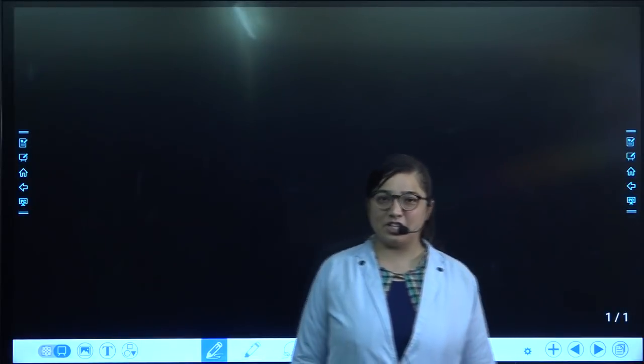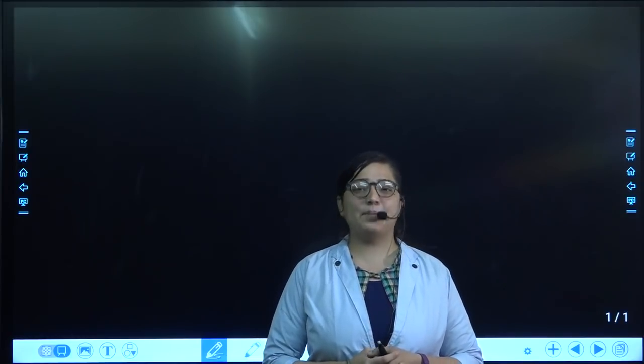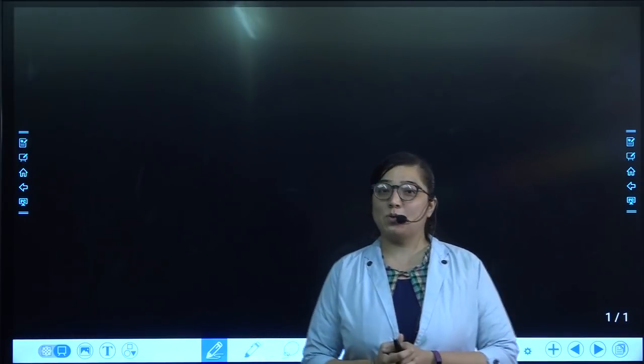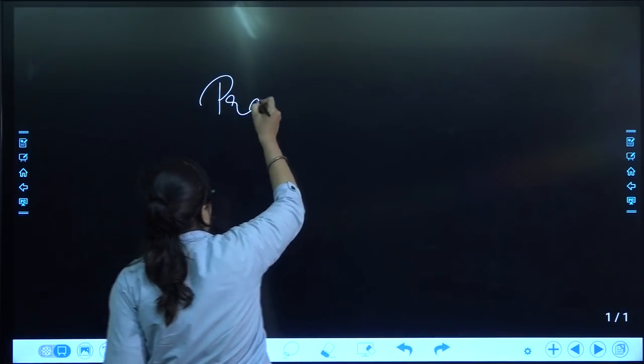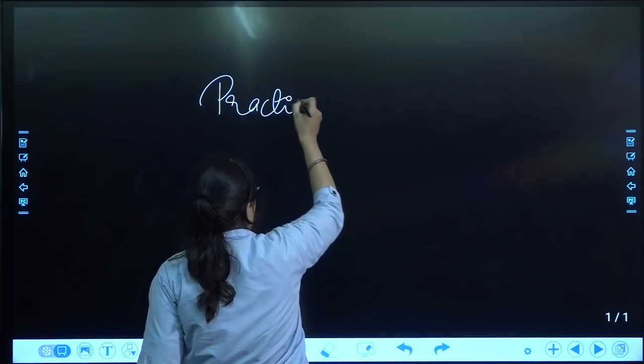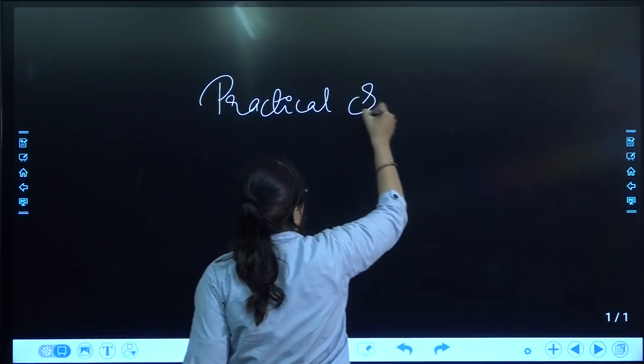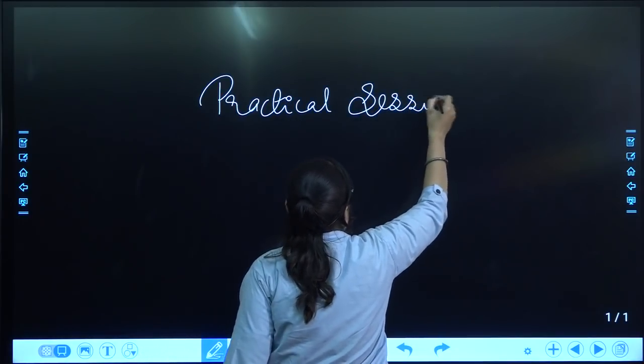In our today's session, we are going to have again one of the special practical sessions. So, this is based on what, first of all? This practical session is based on chemistry.